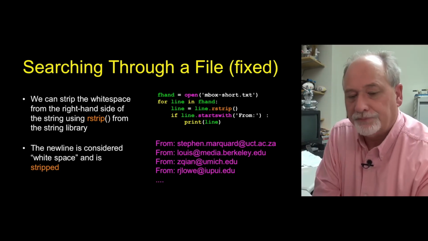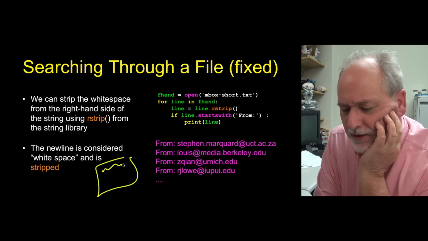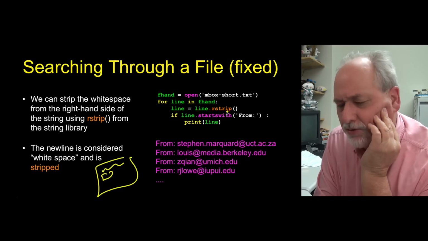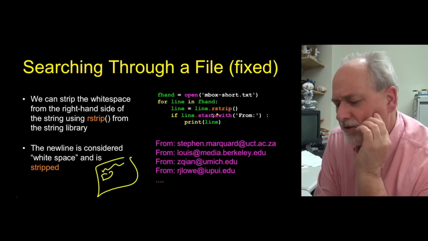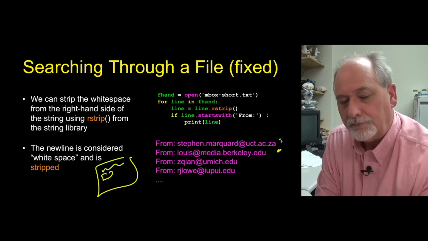And to review, remember, white space is anything that doesn't print. And this new line is a non-printing character. So rstrip gets rid of it. So it's a way to get rid of white space, and rstrip does it from the right end, the right end of the string.